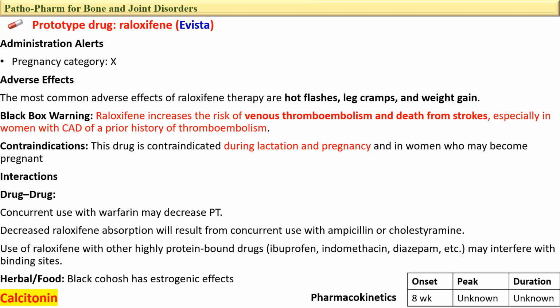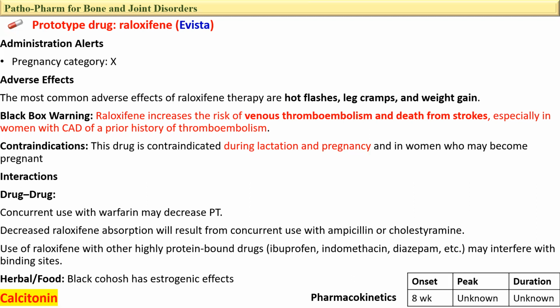So, black box warning: the drug increases the risk of thromboembolism and blood clots, and death from stroke, especially in women with CAD, coronary artery disease, or who have a history of thromboembolism, DVT, pulmonary embolism, or stroke. These women will be at high risk for thrombosis and death from strokes.